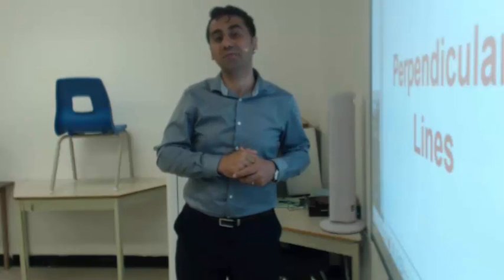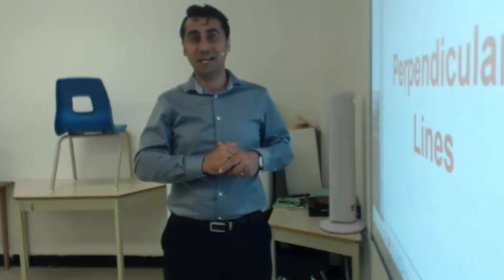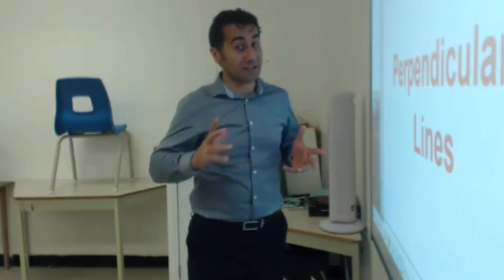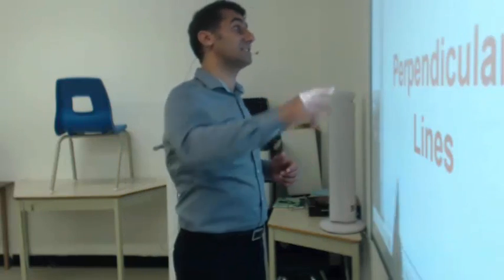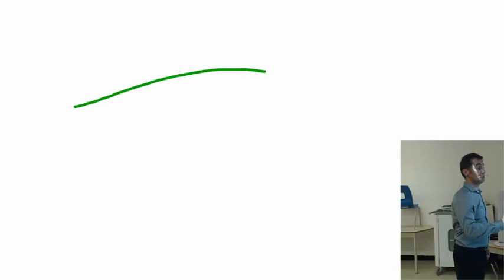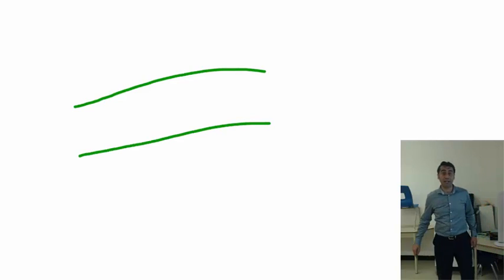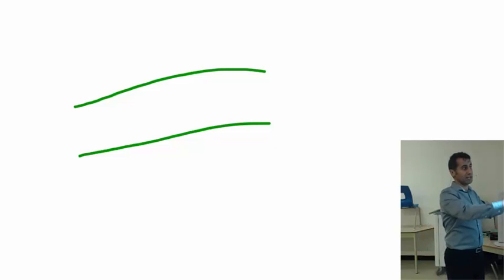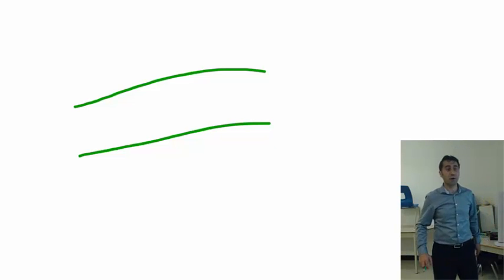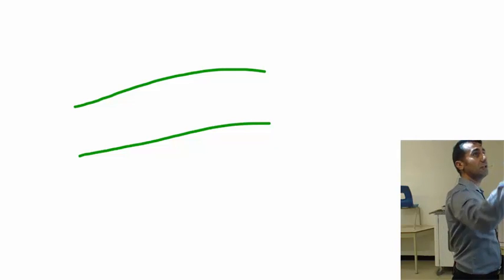Now we are going to learn about perpendicular lines. So, what is the meaning of perpendicular? Let's talk about that first. There will be two lines. So, let's have two lines here. There will be two lines, but they won't be parallel to each other. Those are kind of parallel lines. Perpendicular line means there will be two lines.